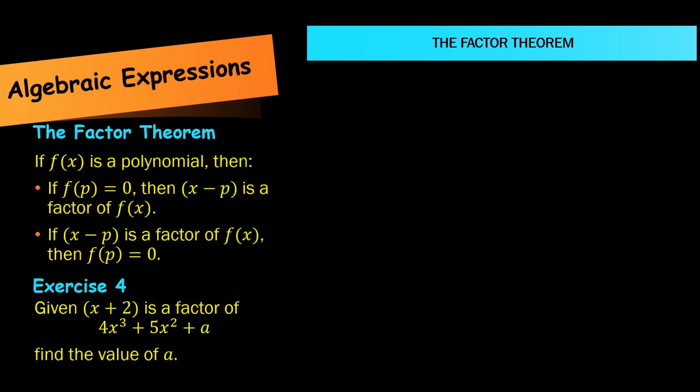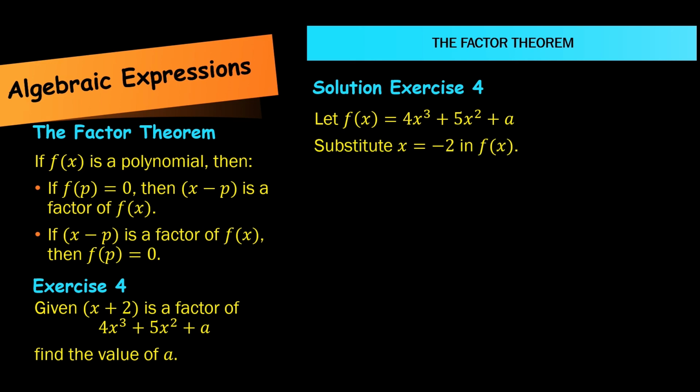Given that x plus 2 is a factor of 4x cubed plus 5x squared plus a, find the value of a. Pause the video and have a go. Press play when you're ready to view the solution. So let's solve this. Let f of x equal this polynomial. Then substitute x equals minus 2 in f of x. We do this because x plus 2 is a factor of the polynomial. And therefore, we have that f of minus 2 equals 4 times minus 2 cubed plus 5 times minus 2 squared plus a is equal to 0, since x plus 2 is a factor.